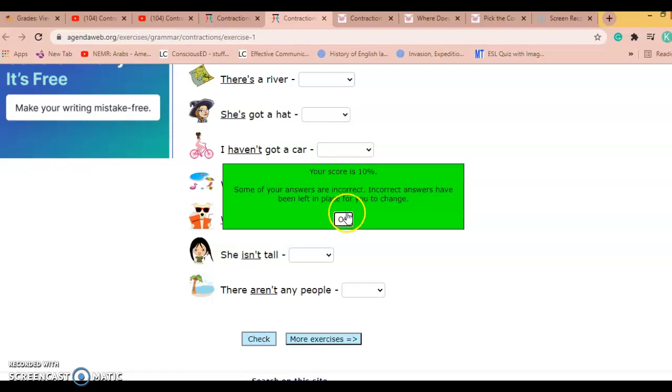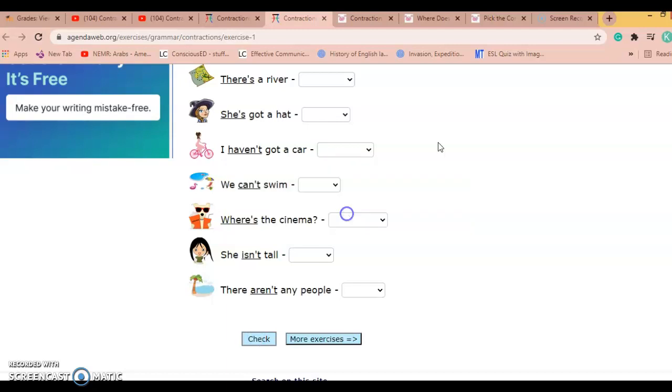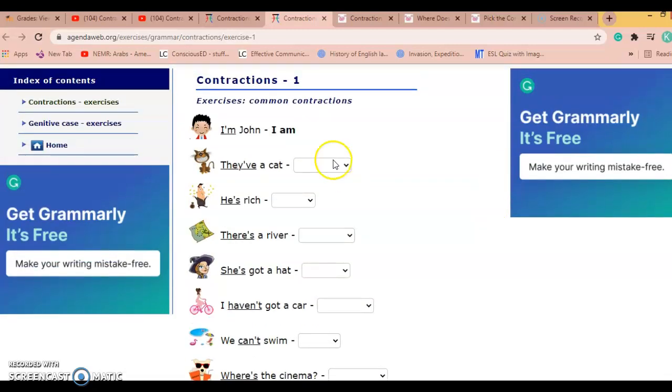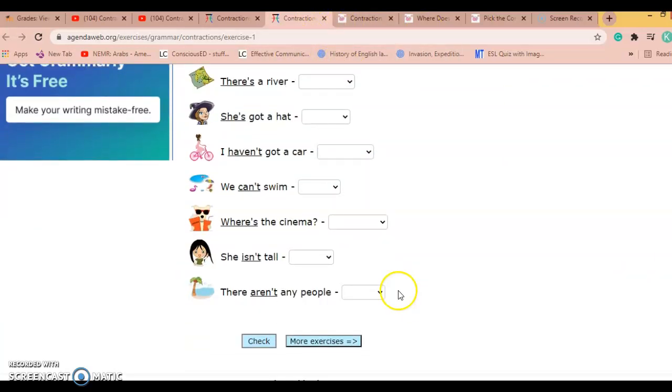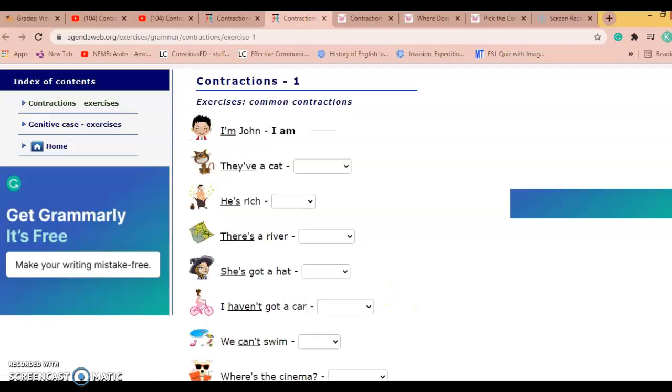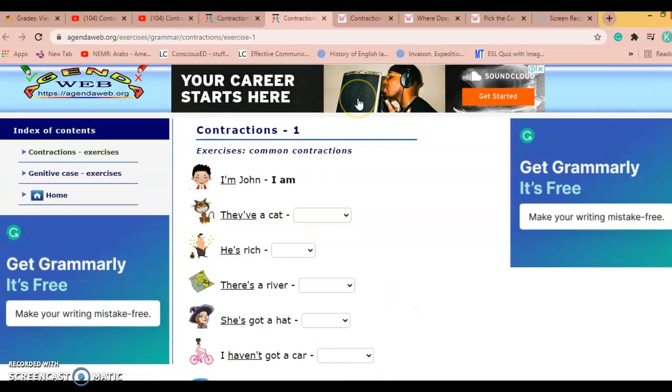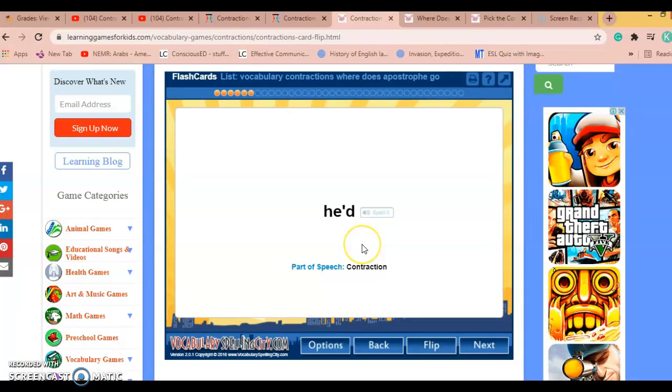So for example, I cannot check my answer. Okay, so this is correct as you can see here. I cannot check all of them since I didn't do them. So this is your first link. By the way, you can play on your own. You can click on more exercises and you have a lot more exercises where you can practice. Very, very important.